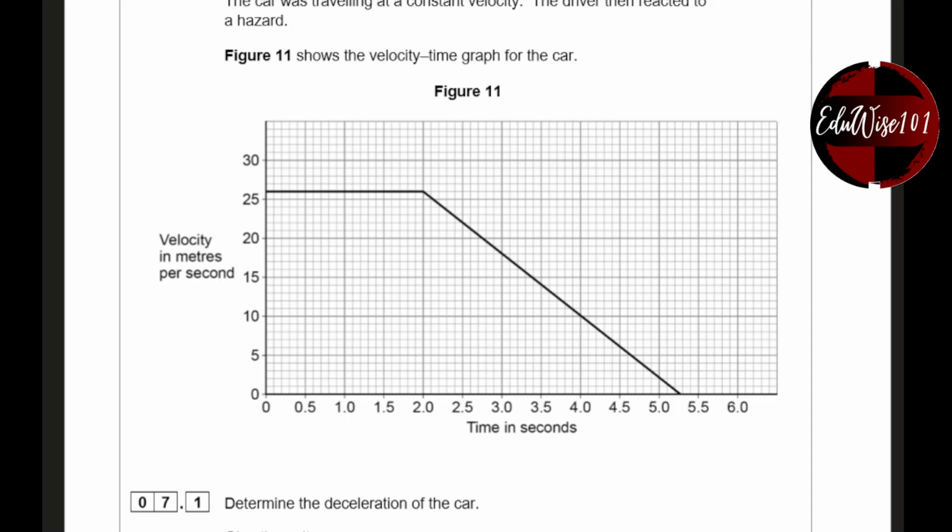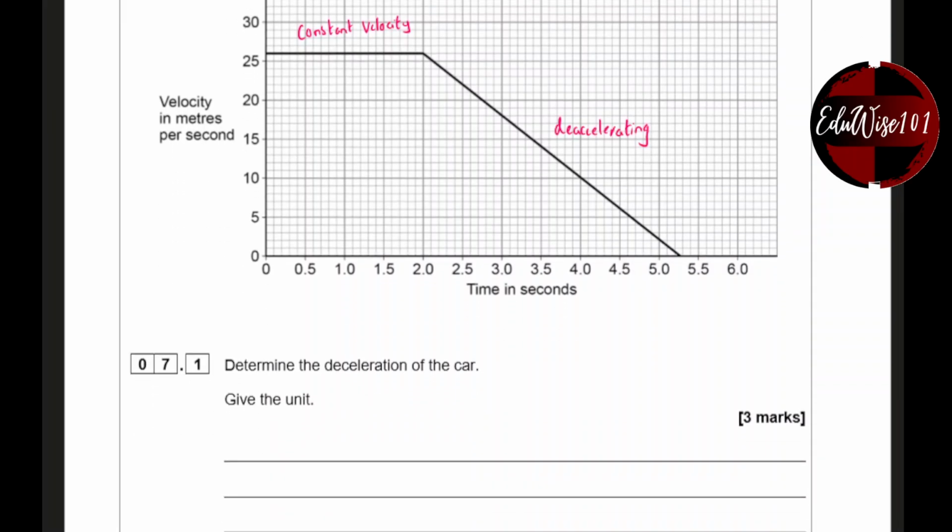Here, it's traveling at constant velocity. It's a flat line and then it's decelerating here. Determine the deceleration of the car.